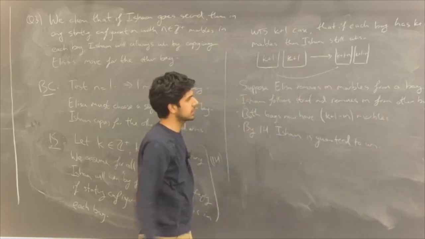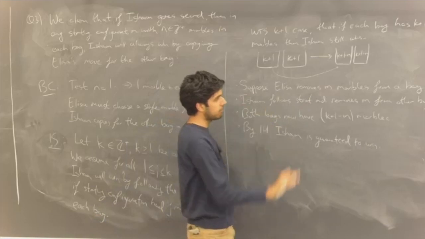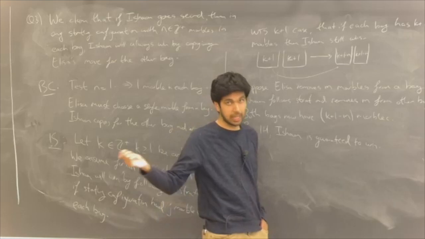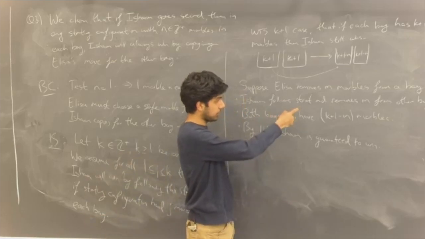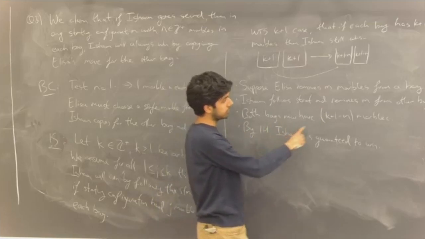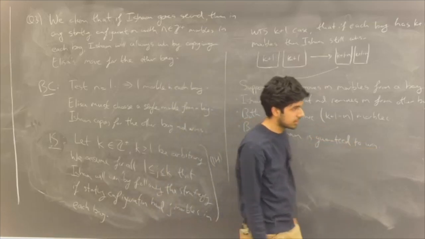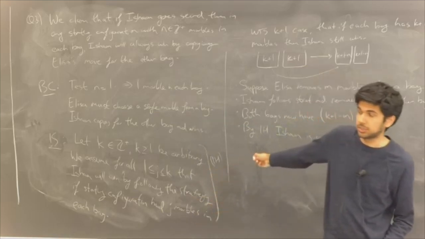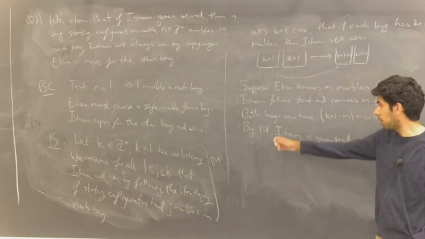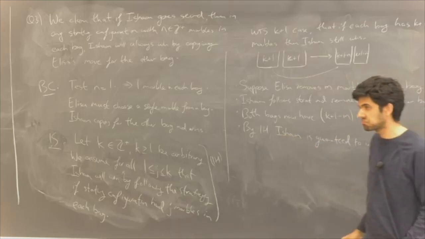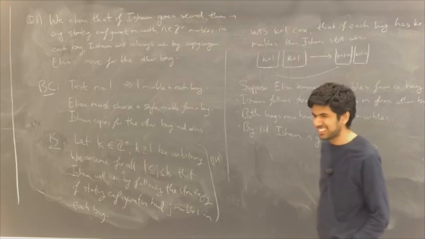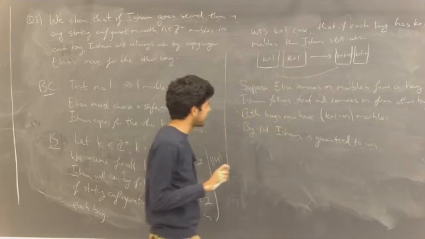So this is basically what I said out loud. If Alyssa removes m marbles from a bag on her first turn, we don't know what m is. She just has to remove something. Ishaan will follow the strategy and remove m from the other bag. So then both bags now have k plus 1 minus m marbles. And our induction hypothesis said that if there's the same amount of marbles in each bag, Ishaan's going to win. So we just say, by the IH, Ishaan wins. Not quite done. We're close to being done.